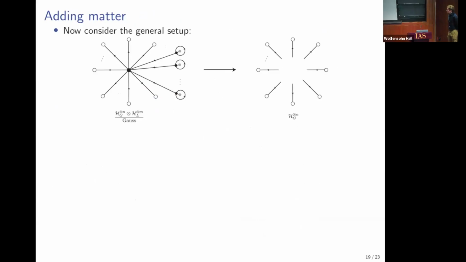Now, let's add matter back. How does that work? So the general setup: remember, we would have some reduced lattice that looks like this, and we want that to be our bulk Hilbert space. The boundary Hilbert space would look something like this. So what's important here is that we need to get rid of these lollipops.